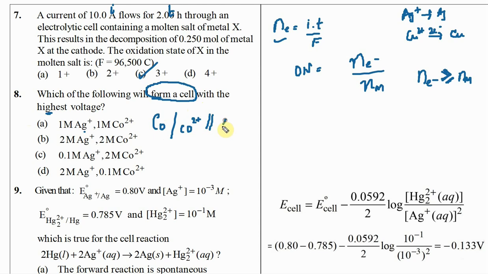Obviously aqueous here, Ag plus Ag. So we want our reactants to be high in concentration. This is a solid, I don't care. I want my silver to be high and the product cobalt to be low. So I want my silver to be high, cobalt to be low. I should get an option of delta.